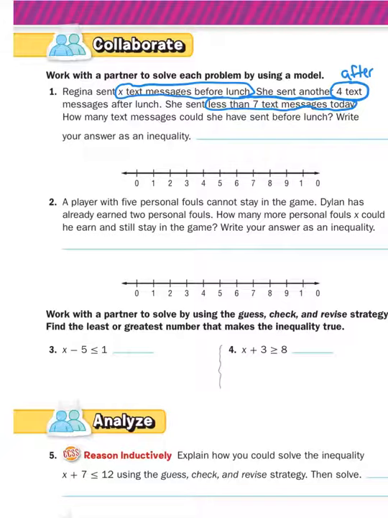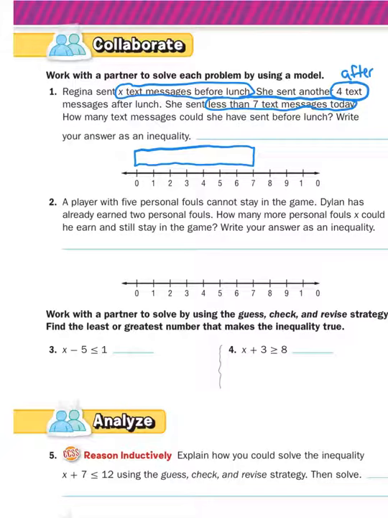So we don't know how many text messages she sent today. We just know it was less than 7, right? It could have been 6. It could have been 5. We don't know that. So what we're going to do here, and do this with me, is draw a bar from 0 all the way to 7. Now remember, that represents what she could have sent today. Anything in that bar.